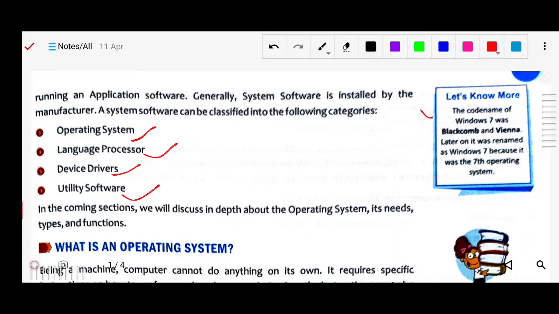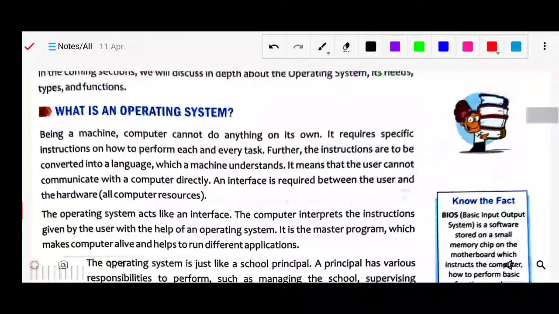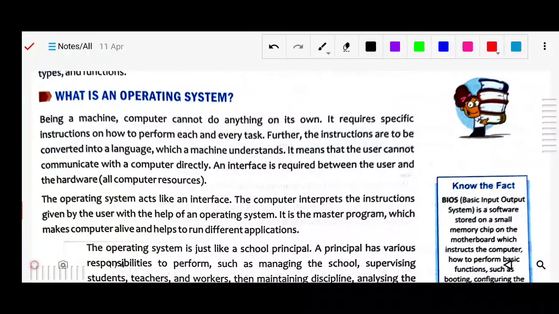As we have already discussed, why is it called Windows 7? Because it was the seventh operating system, it was named Windows 7. What is an operating system? We have already discussed it. An operating system acts like an interface. The computer interprets the instructions given by the users with the help of an operating system. It is the master program which makes the computer alive and helps to run different applications.